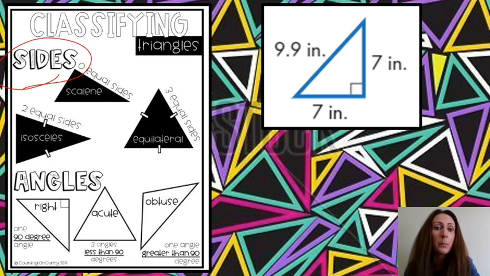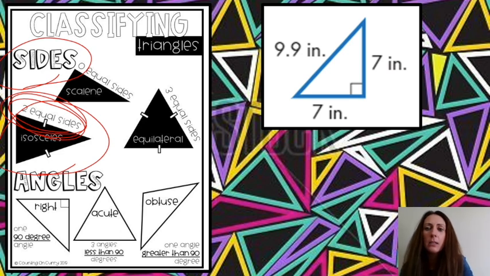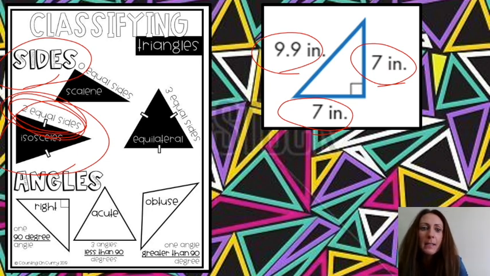Okay, so let's prove that. Isosceles says that I have 2 equal sides. Okay, so let's go over. I have 7 inches and I have 7 inches. That's 2 equal sides, right? This is 9 inches, so that's not equal. So that would be correct. So great work. So we have isosceles.